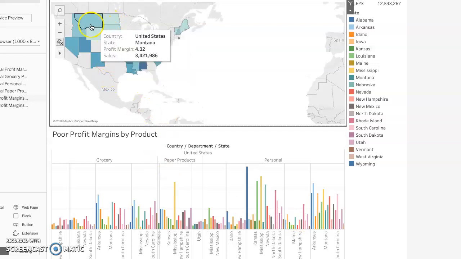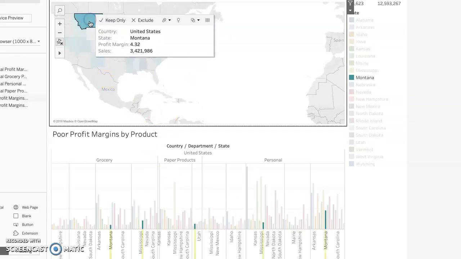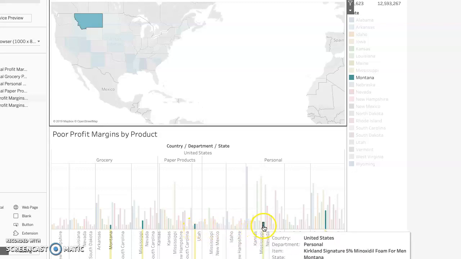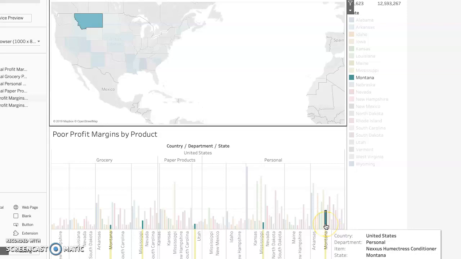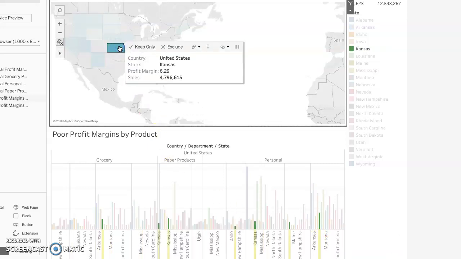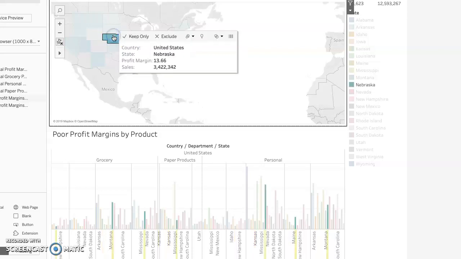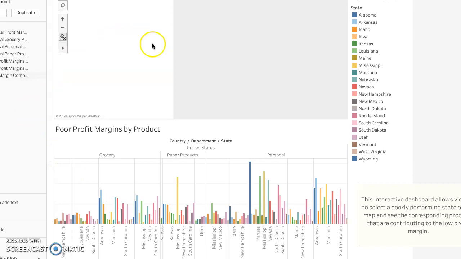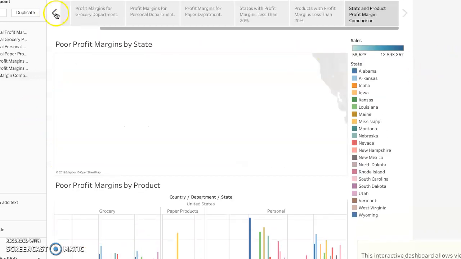So you can click on any of the states here. We'll choose Montana and look down at this second part, and it will show you all of the specific products within Montana that are contributing to that low profit margin. You can change to any of the other states and it will correspond with these products down here. So from there, here is my story. We'll start from the beginning.